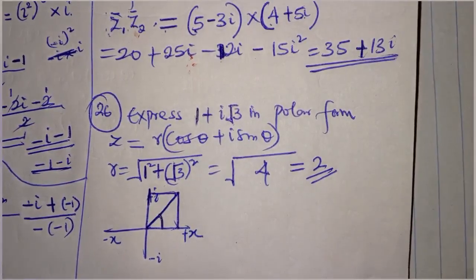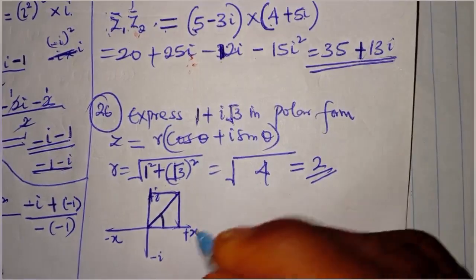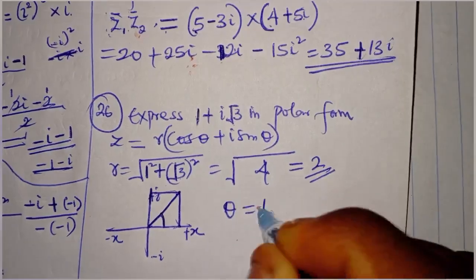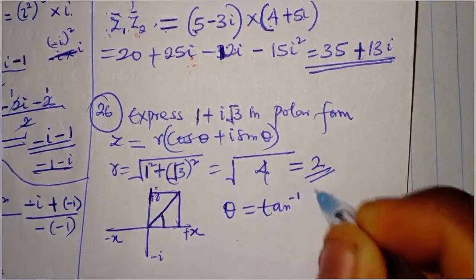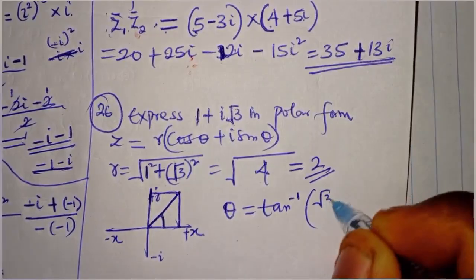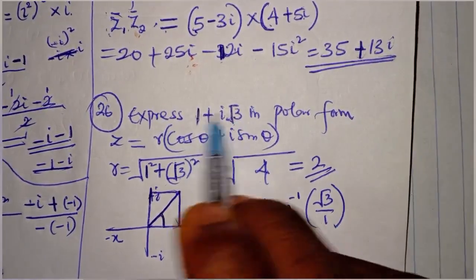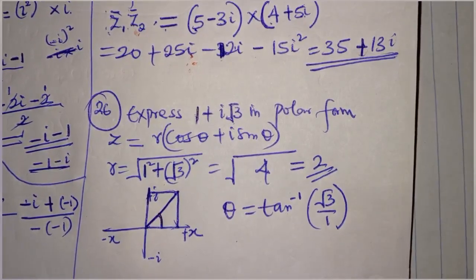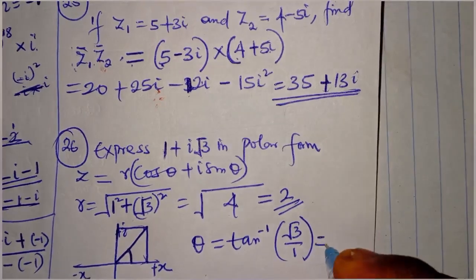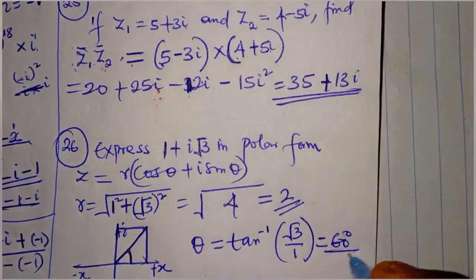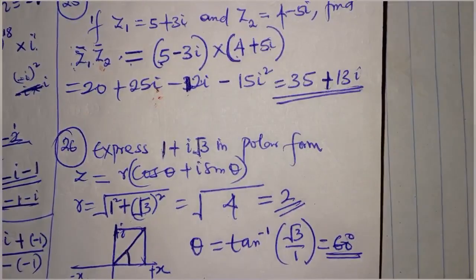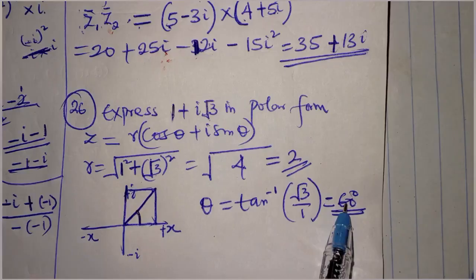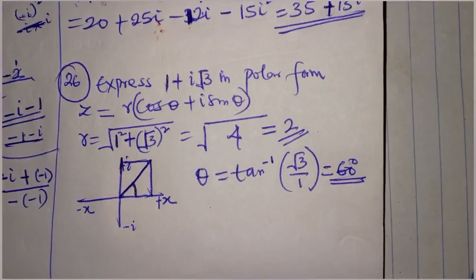So we can make use of the angle that we'll get. It's simple. Theta is the tangent inverse of root 3 all over 1. That's b over a. And the tan inverse of root 3 is 60 degrees. So this is equal to 60 degrees, or pi over 3 in radians. I write the polar form in two ways, one in degrees and one in radians.